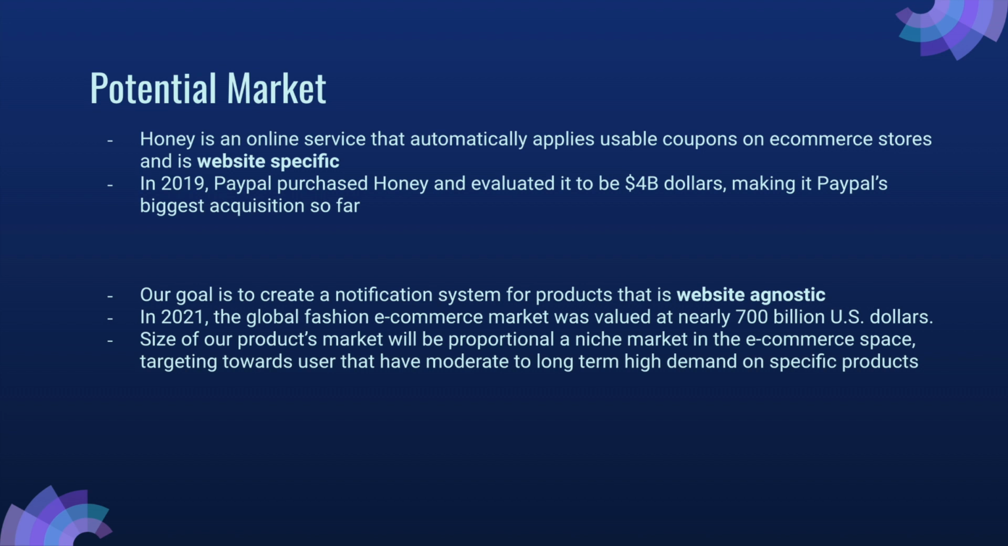So the potential market. One example of a kind of similar service is Honey. It's an online plugin to a web browser that automatically applies usable coupons on e-commerce stores and is website specific. In 2019, PayPal purchased Honey and evaluated it to be $4 billion, making it PayPal's biggest acquisition so far.